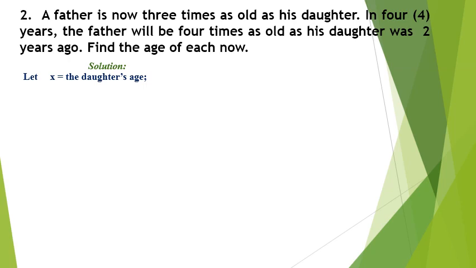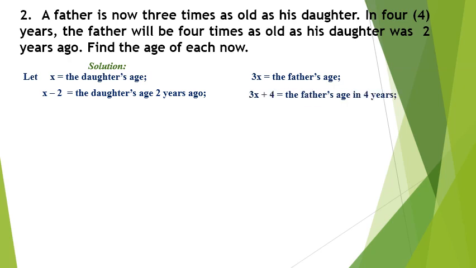Let x be the daughter's age, since the age of the daughter is unknown. And let 3x be the father's age, since it was said in the problem that the age of the father is 3 times as old as his daughter. And we also have x minus 2 to represent the age of the daughter 2 years ago, and 3x plus 4 to represent the age of the father in 4 years.